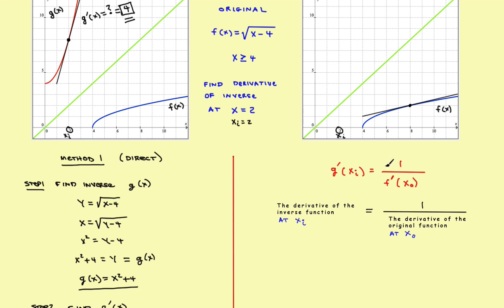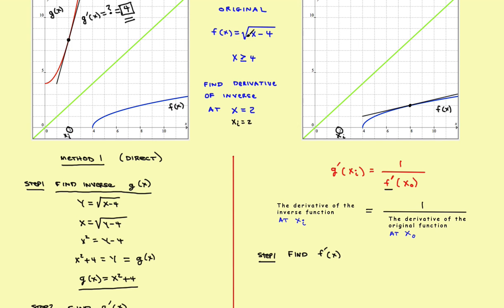So you're going to use this formula, and the first thing to do, this is going to be step number 1. Now over here, the first step was to actually find the inverse function. Now, in this method, we'll never actually find the inverse function. We'll solve it by working strictly with the original function. So the first step here is to do this. You're going to need the derivative of the original function. So we will find the derivative of the original function, f prime of x.